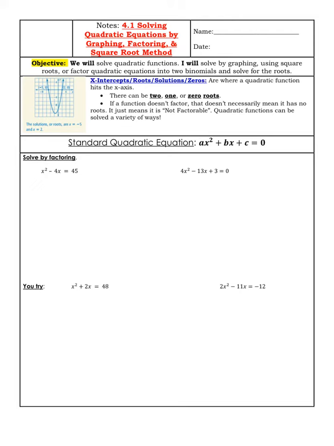Hey everybody, welcome to Chapter 4, Section 1. Here we're going to be solving quadratic equations. We're going to be solving them by factoring, by doing the square root method, and by graphing.